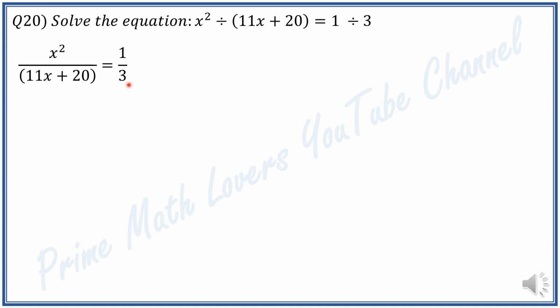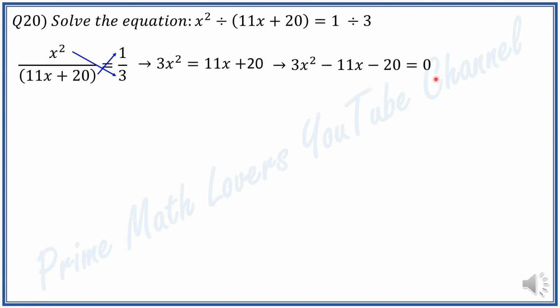Then we cross multiply to get rid of the fraction, which means that we multiply x squared by 3 and multiply 11x plus 20 by 1, and we get 3x squared is equal to 11x plus 20. I take these two terms to the left hand side, and the result will be 3x squared minus 11x minus 20 is equal to 0, which is the form of a quadratic equation.